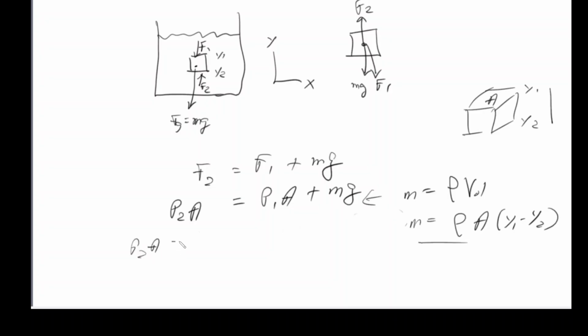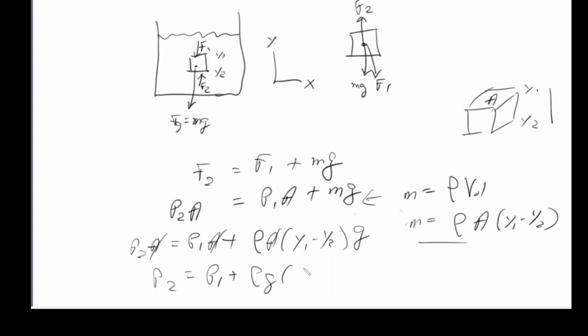We get P2 times area is equal to P1 times area plus mass, which we know is rho times area times y1 minus y2 times g. The areas cancel out. And if we solve for P2, we get P2 is equal to P1 plus rho times g times y1 minus y2.